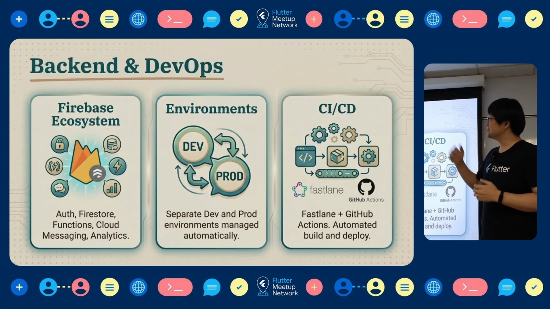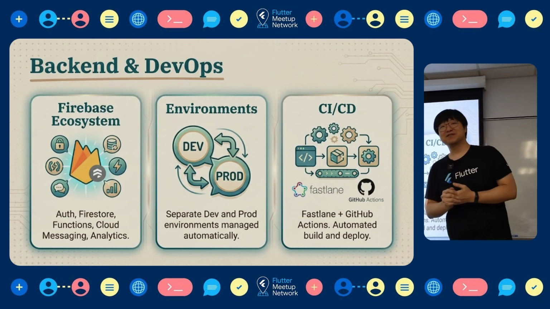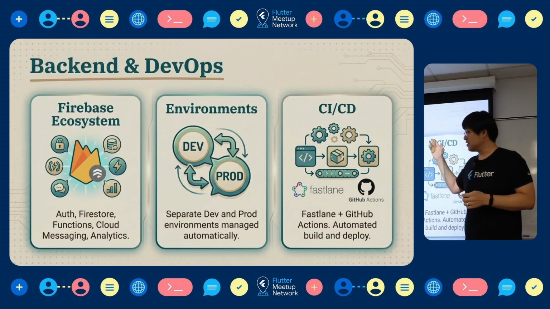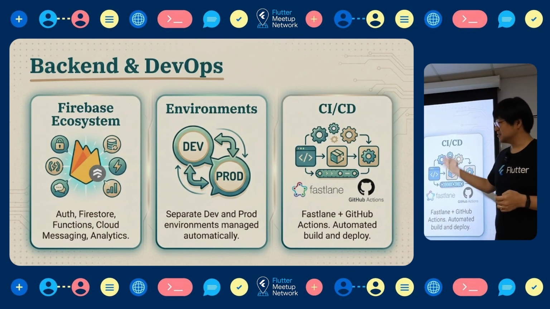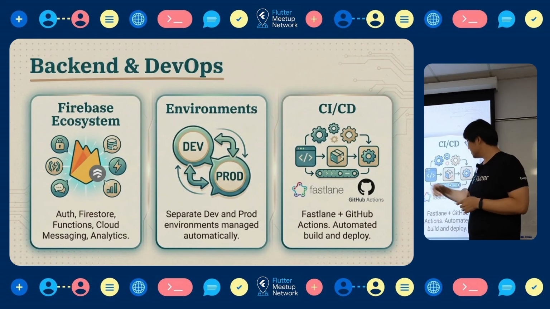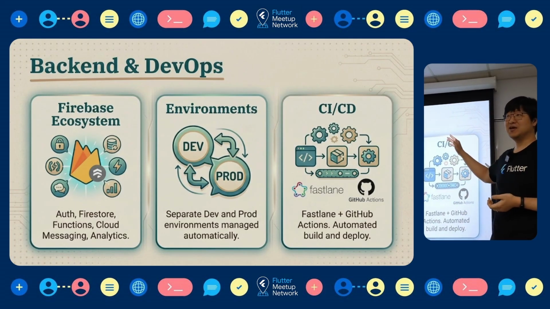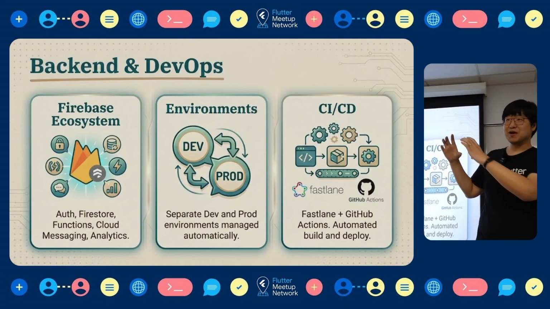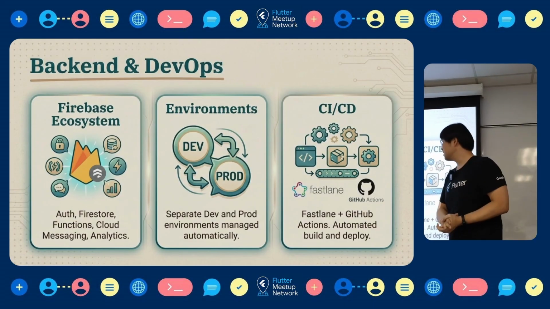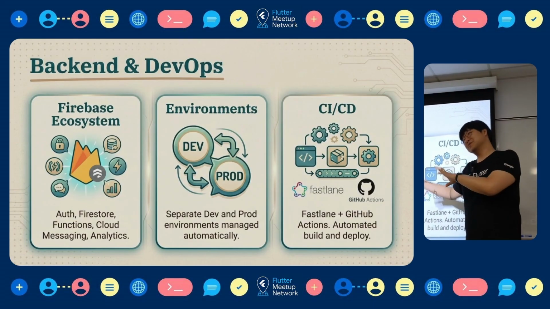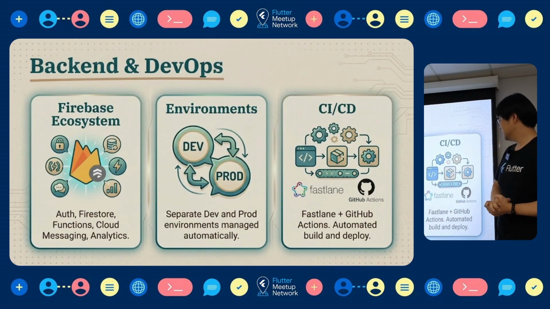So, backend choices. I use Firebase. I use everything: Firebase Auth, Firestore, Functions, Cloud Messaging, Analytics. It's not there, but I also use Firebase AI Logic. So even the AI part of my application is running in Firebase. I mean, technically Vertex AI, but through Firebase AI Logic.